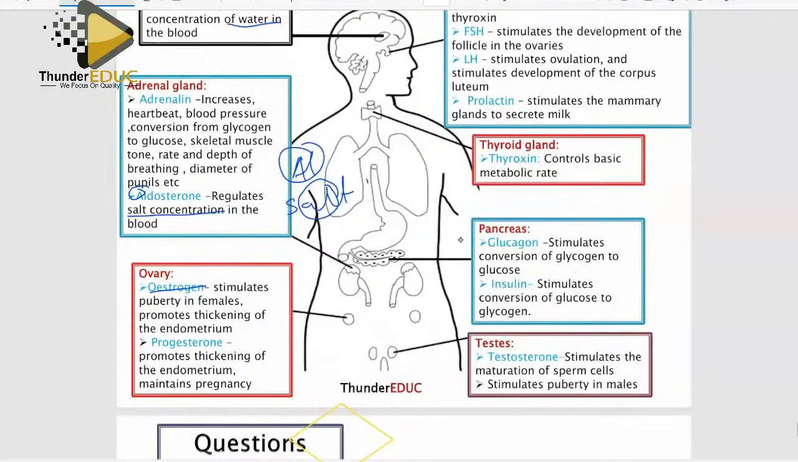Then estrogen, we know it, that is thickening of the endometrium. And then we know progesterone, that is to make the endometrium thicker. That's why we say promotes thickening, more thicker. Yes, testosterone, secondary sexual characteristics, and also stimulates the maturation of the sperms. Then the pancreas, we say it's glucagon and insulin. This one is linked to blood sugar. If you are suffering from diabetes, it's because of this. Then thyroxine, we say that it controls the metabolic rate.